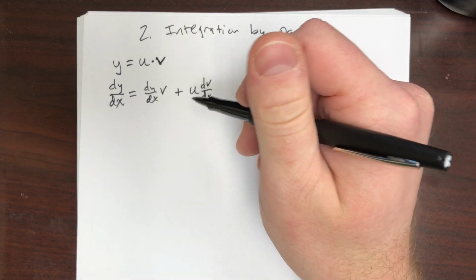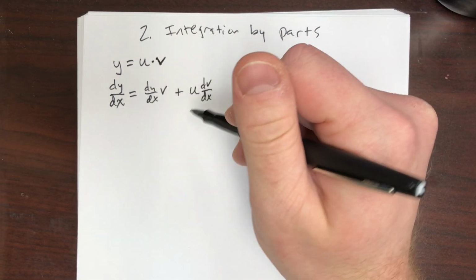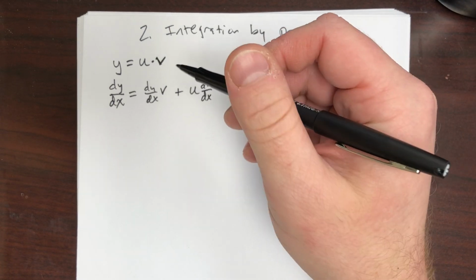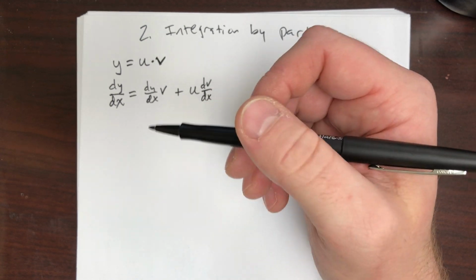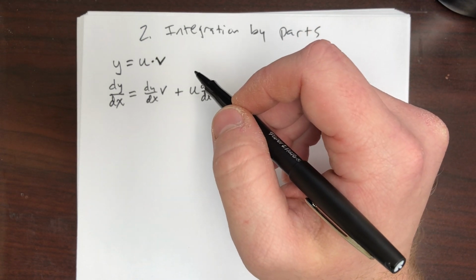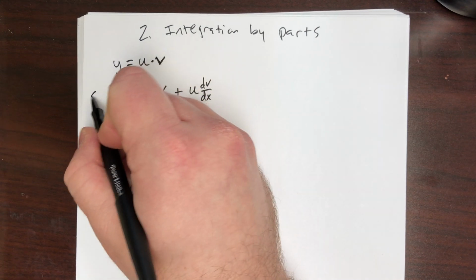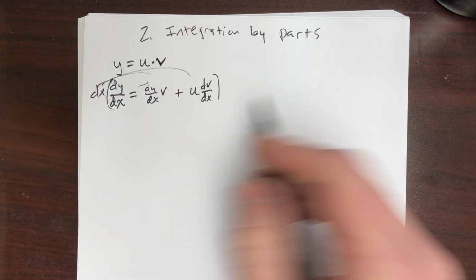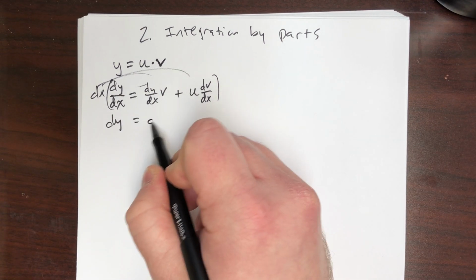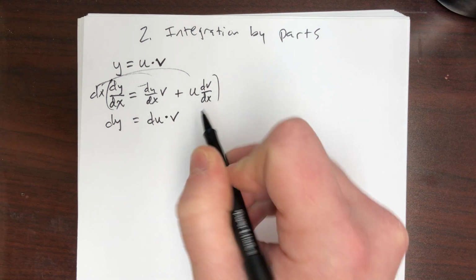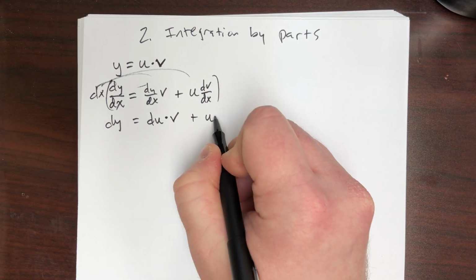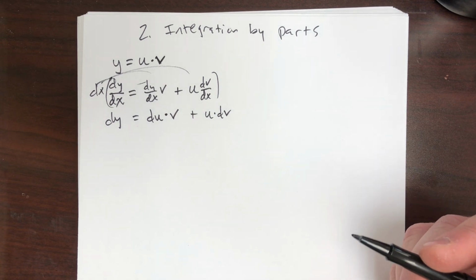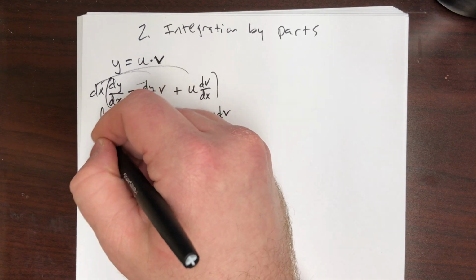So what we're going to do is manipulate this a little bit, and essentially we're going to end up with an integral that is going to be manageable. The first thing I'm going to do is multiply both sides through by dx. So when we do that, I get dy is equal to du times v plus u times dv. And then we can slap integrals on everything.